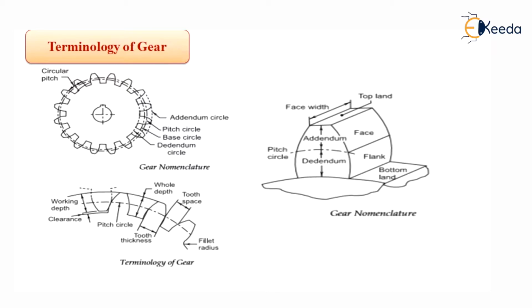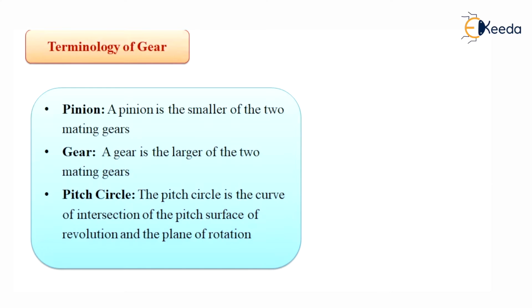The terminology includes a number of terms peculiar to gears, and it forms the basis of the gear language. Let us see one by one. Pinion. A pinion is the smaller of the two mating gears. Gear is the larger of the two mating gears.